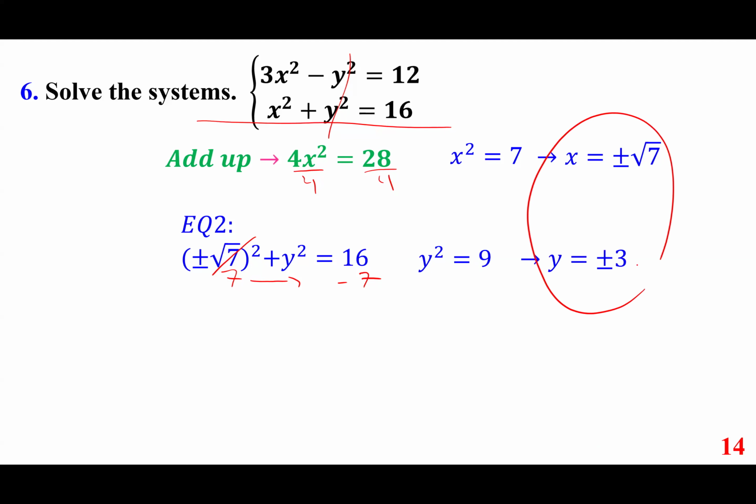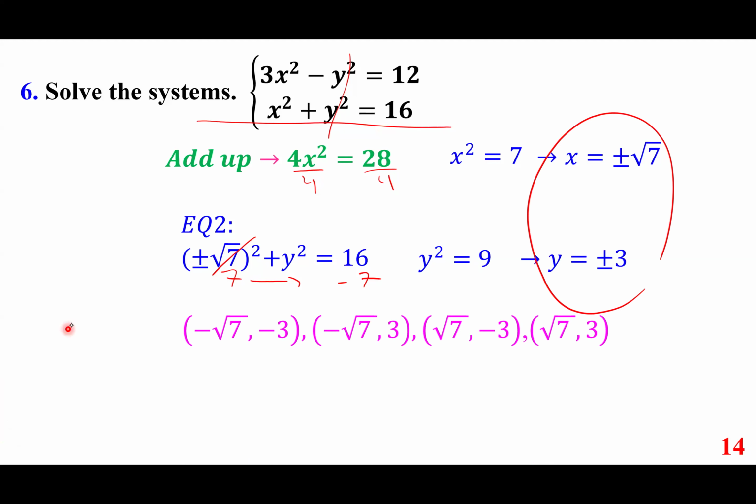Please understand, this means 4 possibilities, meaning negative square root of 7 with negative 3 and positive 3, positive square root of 7 with negative and positive 3, that gives us 4. And you have to check. And the way you check is with the equation you haven't used. We used the second equation to come up with the answer. Therefore, we must use the first one, which hasn't been used. I can't emphasize this enough.